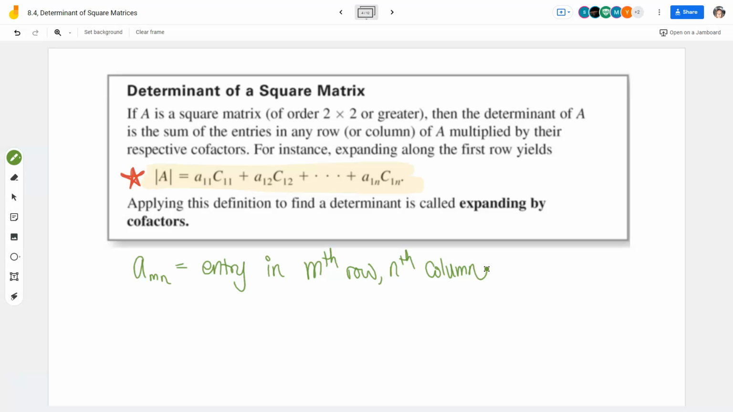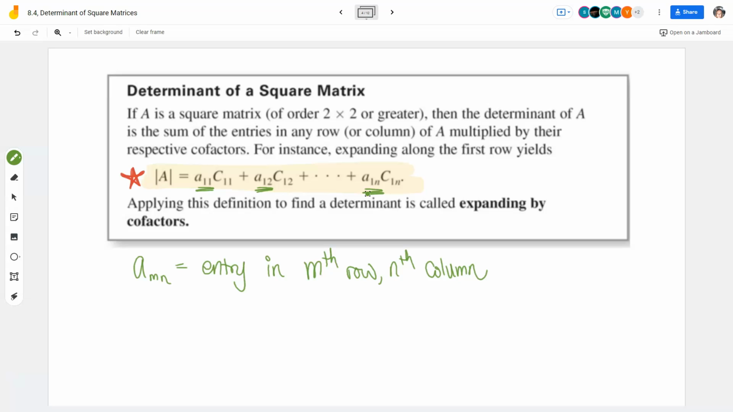5, 3 would be the fifth row, third column, right? That's what the A is. We know what the A's are. So the A's are the entries. And if you guys notice, do you see how these entries are going across? What are all these entries? They seem to be all the entries in what? A11, A12, A13, A14, A15, all the way up to A1N. It's all the entries in row 1, right?